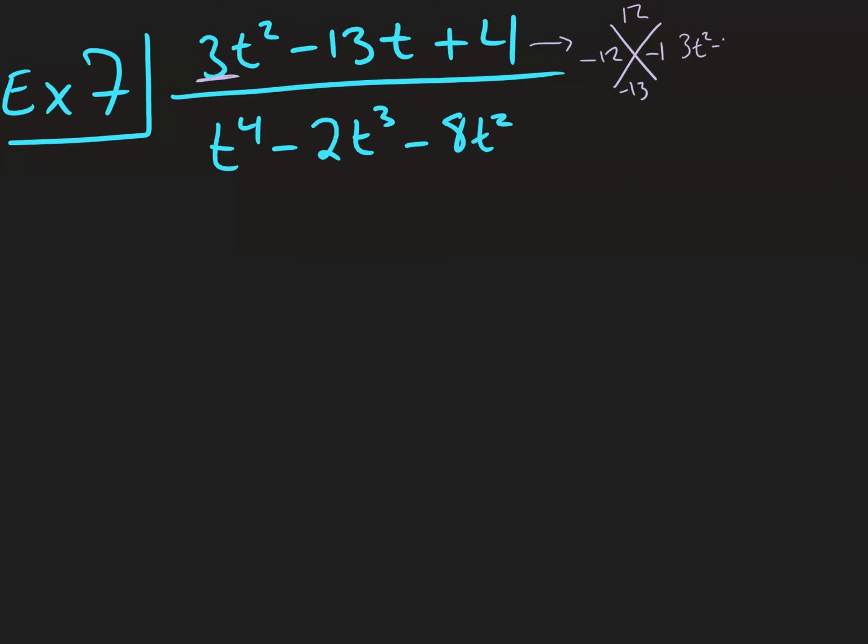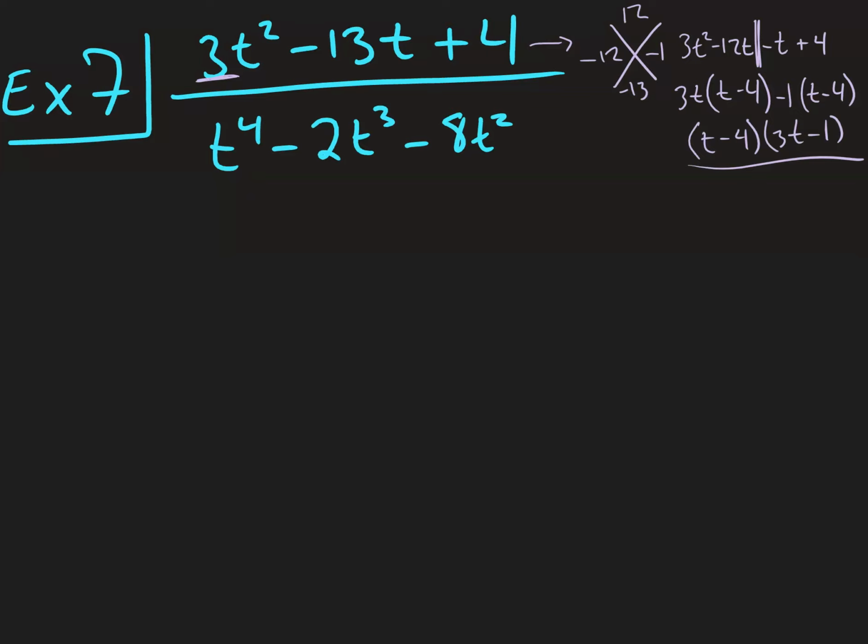3t squared minus 12t minus 1t plus 4. I'll go ahead and factor out the left side first. That's a 3t, and we'd be left with t minus 4. Factoring out a negative 1 from the right side, minus 1 times t minus 4. Factoring out the t minus 4s gives me my two factors, t minus 4 times 3t minus 1. So here I have my numerator.